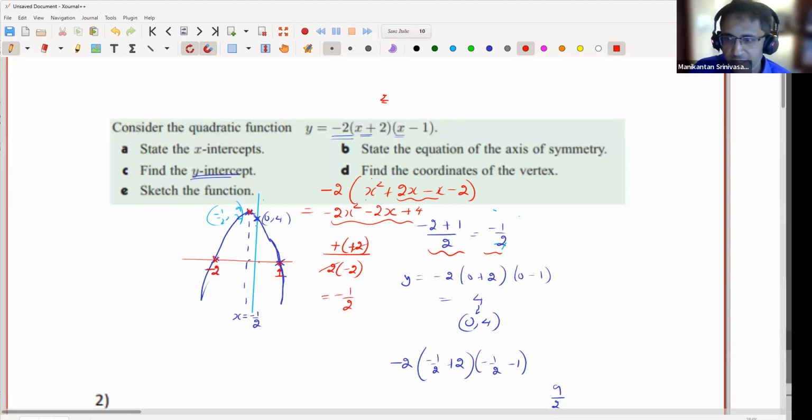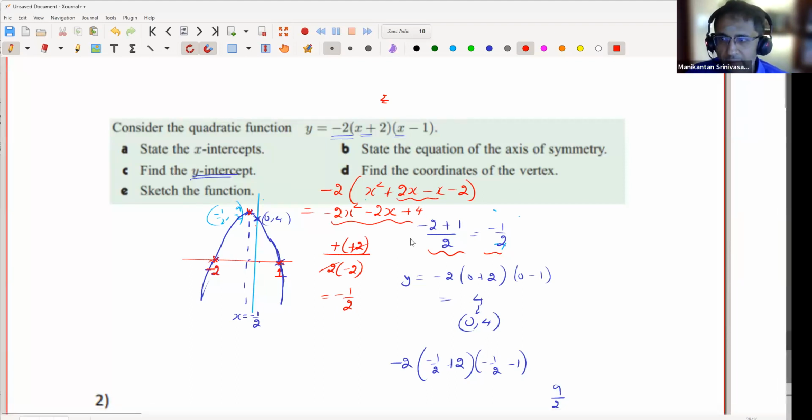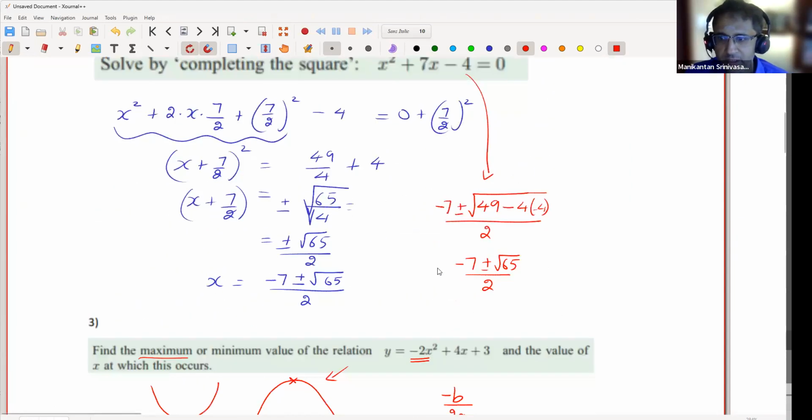So two ways to find the vertex. If you know the 2 points where it cuts the x-axis, take the average of the two, or directly apply minus b by 2a. Veer, are you okay with both methods?